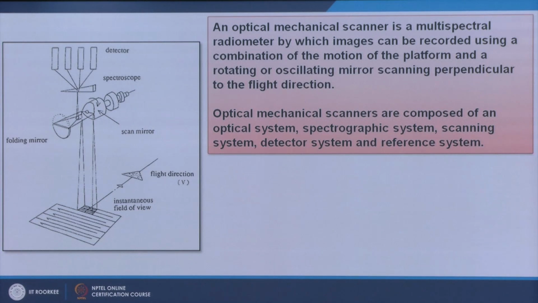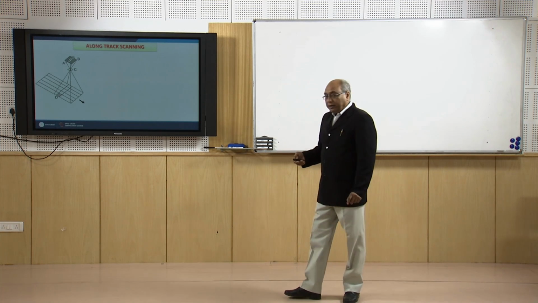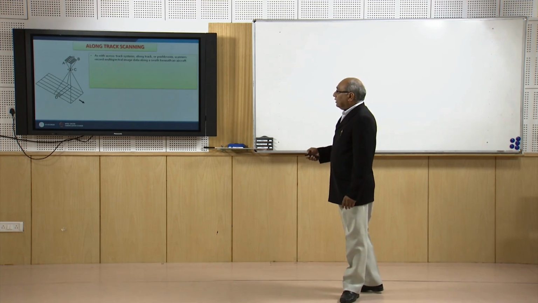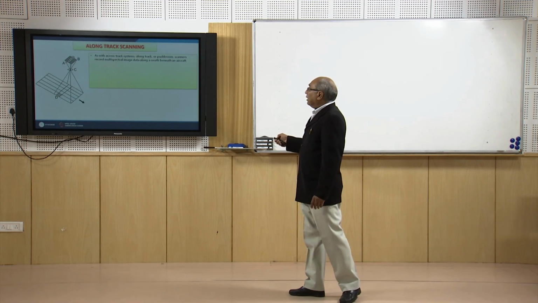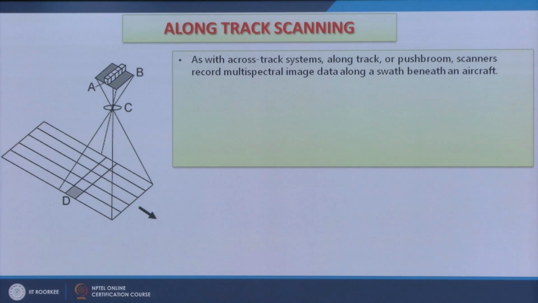These optomechanical sensors are composed of an optical system, a spectrographic system, a scanning system, a detecting system and then a reference system. So the multispectral scanner MSS, as I gave the example, the Thematic Mapper of Landsat and the NOAA AVHRR are also examples of optical mechanical scanners. Another type of scanner, not across track, now along track scanning. Along track or push broom scanners record multispectral image data along a swath beneath the aircraft.